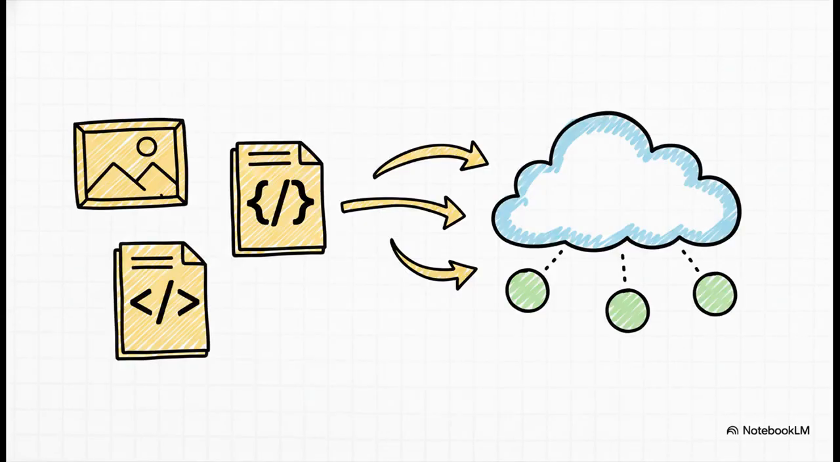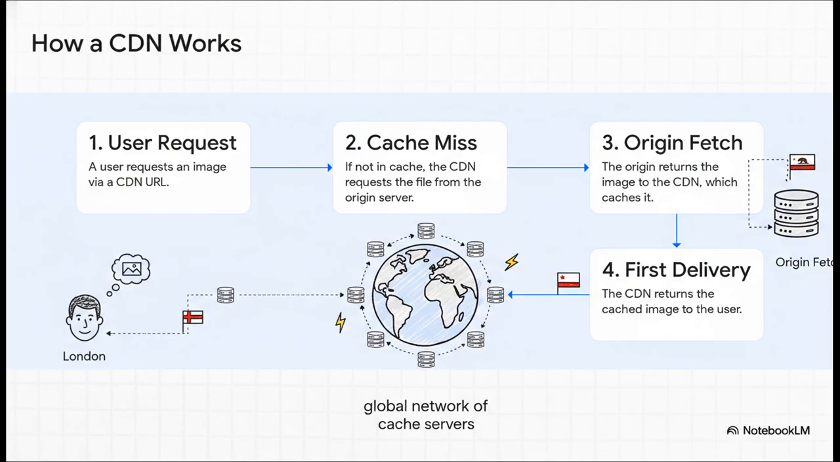So a cache is awesome for data that changes a lot. But what about all the static stuff? You know, the images, the videos, the big script files. For that, we need an even bigger gun, a content delivery network, or CDN. So what is a CDN? It's basically a massive, worldwide network of cache servers.